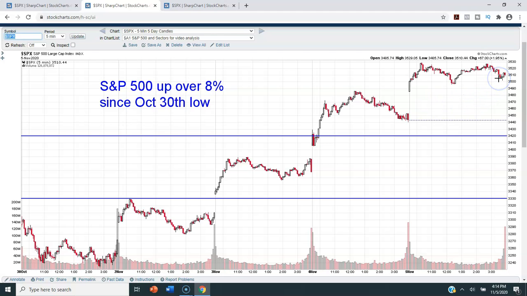So we should expect at some point to get some type of a pullback and consolidation. And at this point, the most likely near-term spot to pull back to would be 34.20.